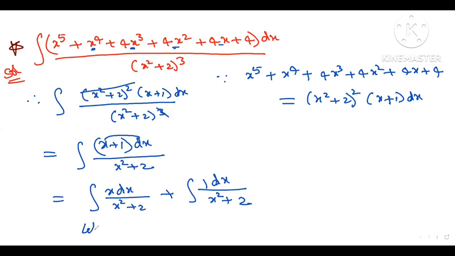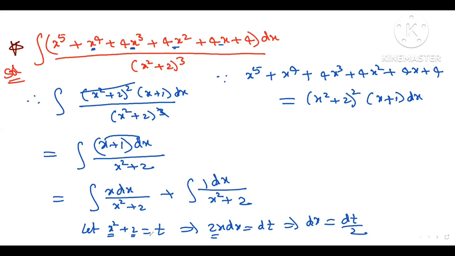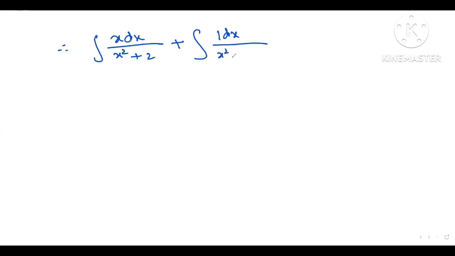So here, in the first integral, let us take x square plus 2 equal to t. Why? Because the derivative, 2x dx is equal to dt, so we get x dx is equal to dt by 2. The differentiation of x square is 2x, and differentiation of 2 is 0. Okay, now continuing: therefore, integral x dx by x square plus 2 plus, what is there here? The second integral 1 dx by x square plus 2. In place of 2 we should write root 2 whole square.